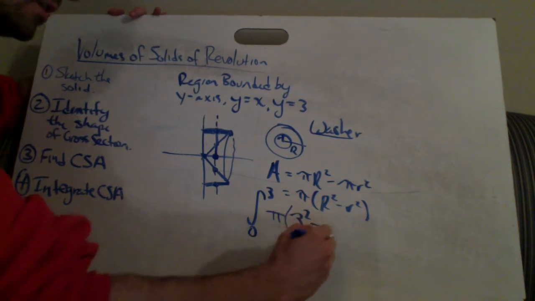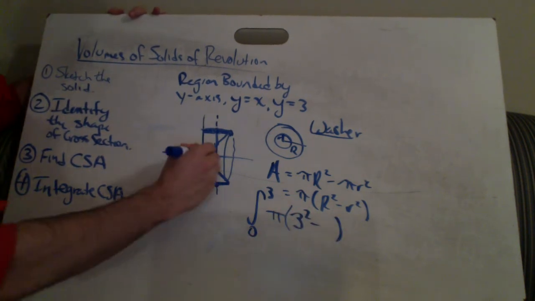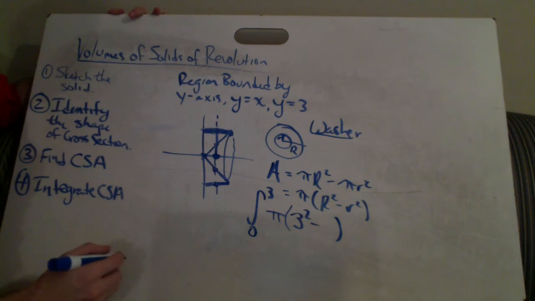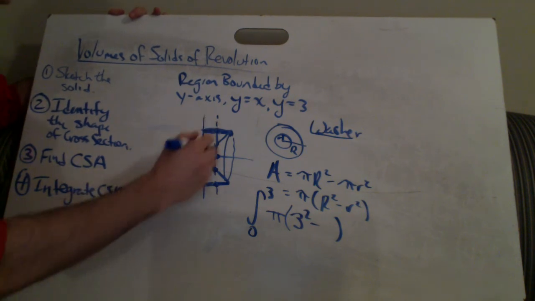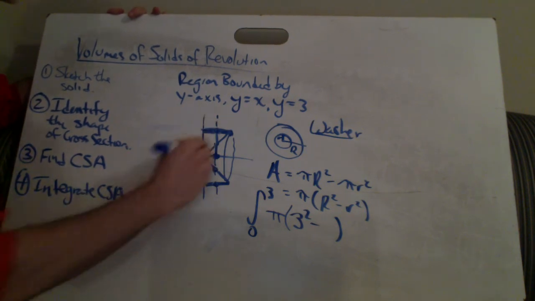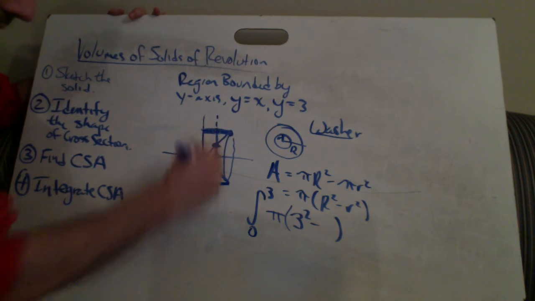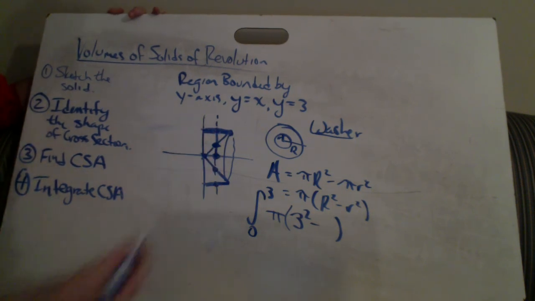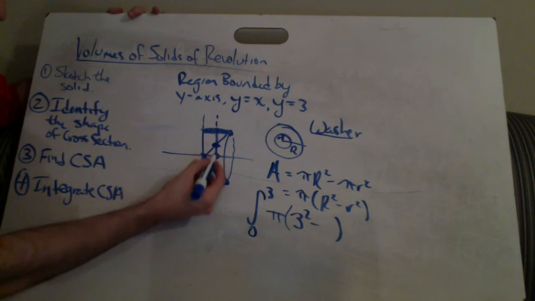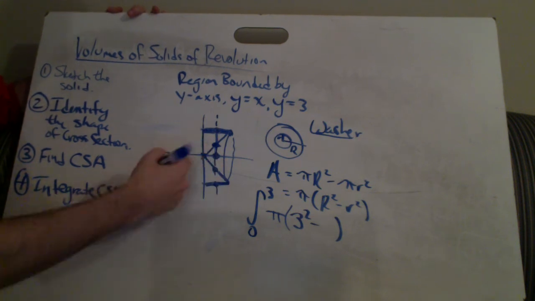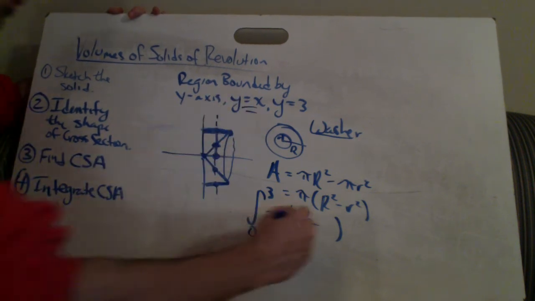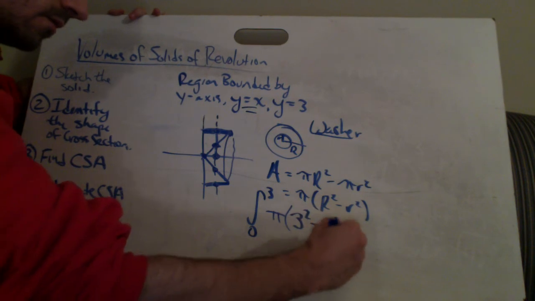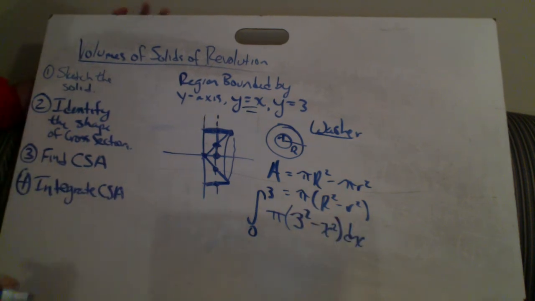But little r, well, again, I'm going to start here, but instead of going all the way up to the top, I'm trying to figure out what I'm subtracting out. So I'm subtracting out this tiny cone, and the cone has this radius here, and this radius happens to be the line y equals x. So I get this fun little integral.